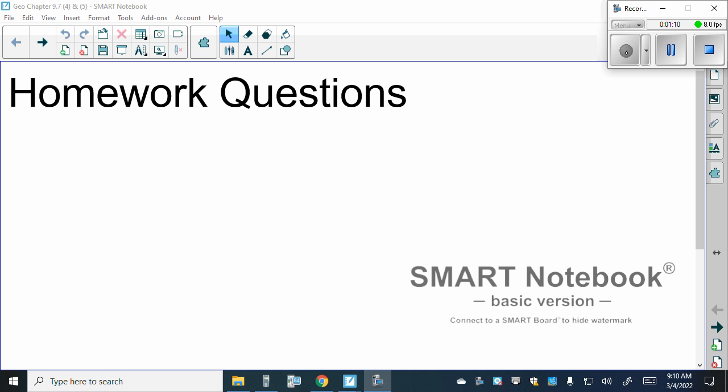Now, before we get started with this last part of law of sines and cosines, are there any questions on the homework from the last few days?